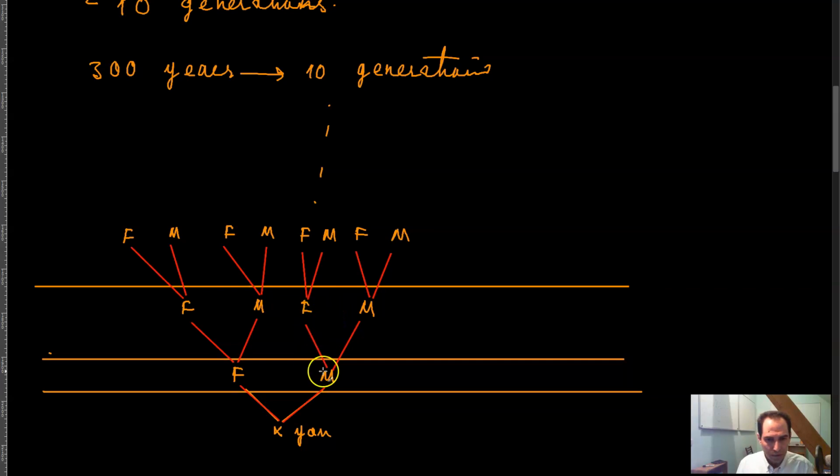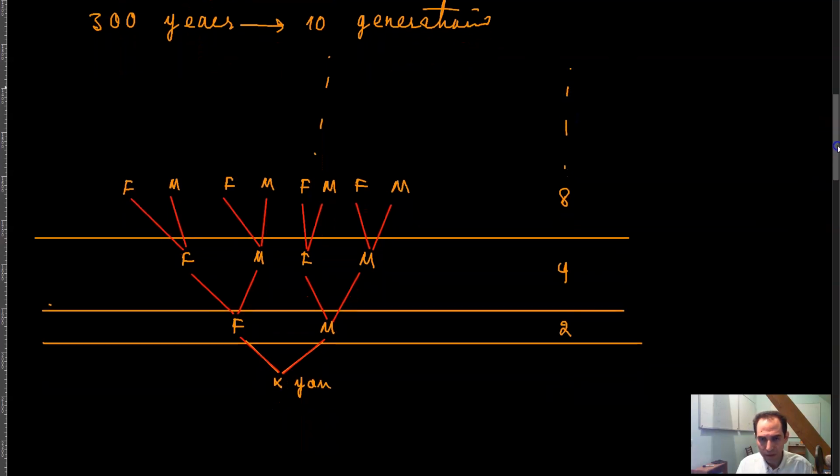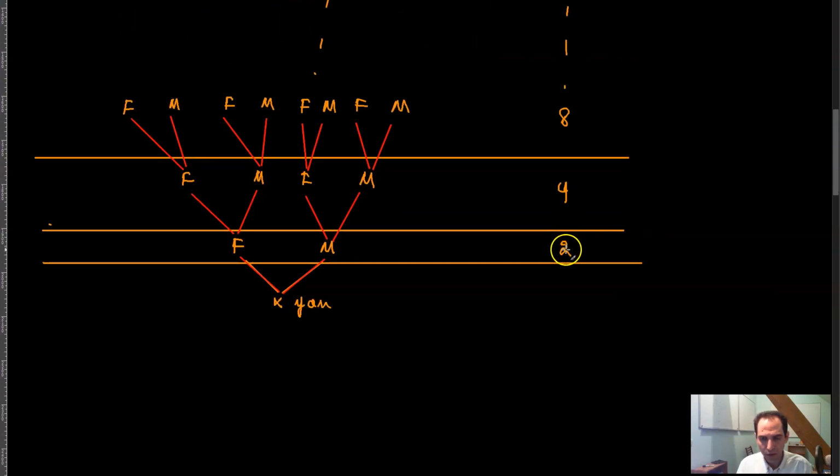Which means that basically over here, the number of ancestors that you have in this generation is 2. Then in this generation you had 4 ancestors. In this generation you had 2, 4, 6, 8 ancestors, and you can just keep going. Meaning that the number of ancestors that you had in the first generation was 2, in the second generation was 4, in the third generation was 8, and so on and so forth.